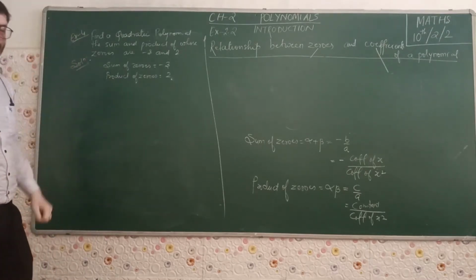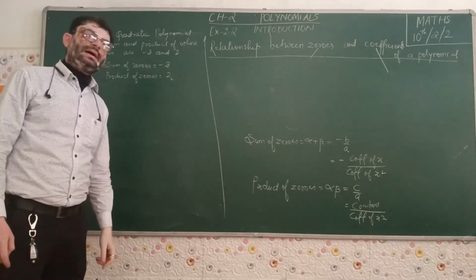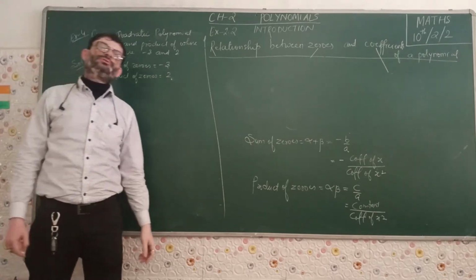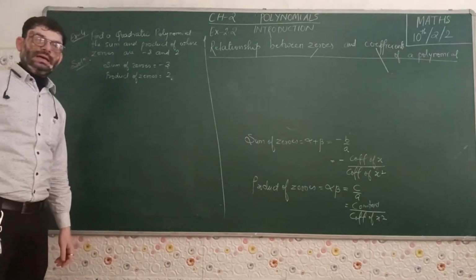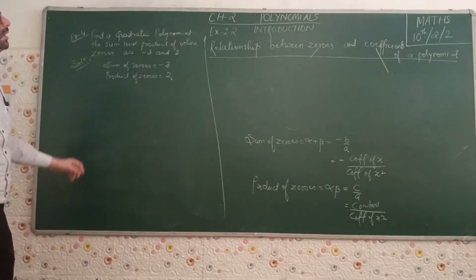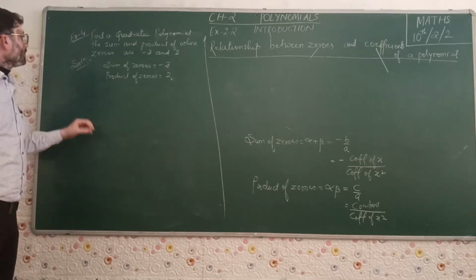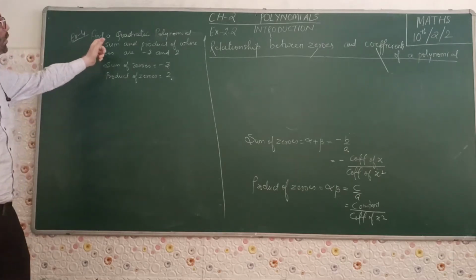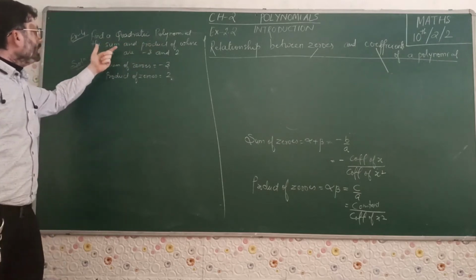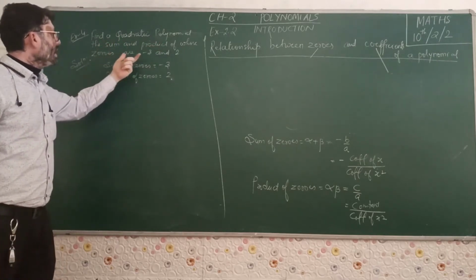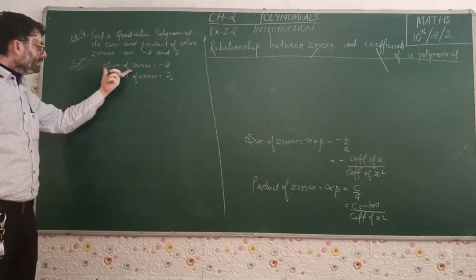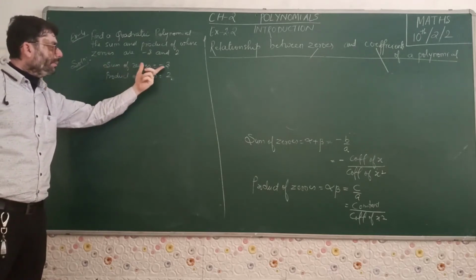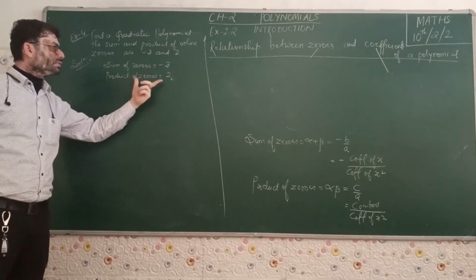The previous one that we have done was example number 2, and example number 3 is left for you for practice. So kindly go through your NCERT textbook and solve example number 3 of chapter 2, Polynomials. Find a quadratic polynomial, the sum and product of whose zeros are -3 and 2. Now we are given the sum of the zeros, -3, and the product of the zeros, 2.